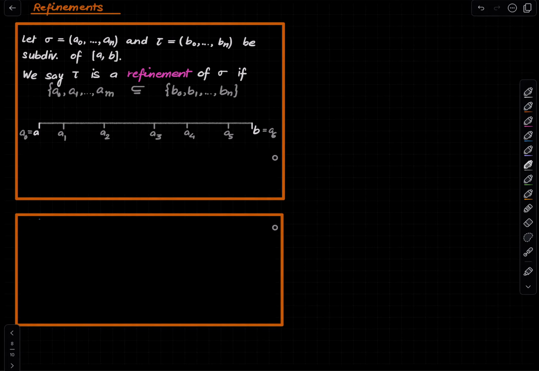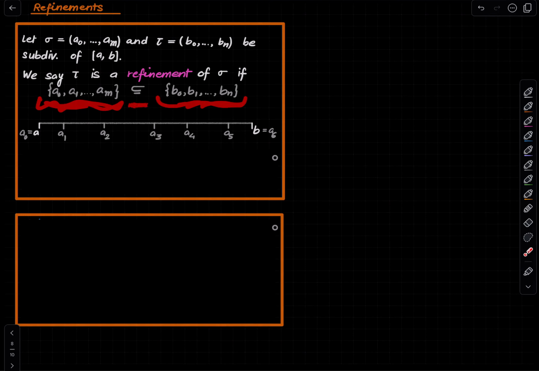Bad notation. This is m. So here I wanted to write an m. Now it's a good notation. So the number of points in sigma may be different from the number of points in tau. Originally that was a typo. So sigma has m points, tau has n points. We are not saying that they have the same number of points. So we say tau is a refinement of sigma.